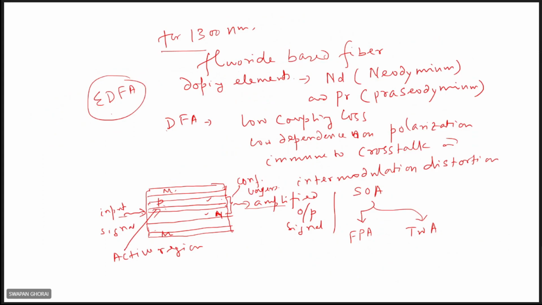But for 1300 nanometers, it is not useful. For 1300 nanometers, you need fluoride-based fibers; earlier one was silica fibers. And in that case, the doping elements will be neodymium and praseodymium, Nd and Pr. They are the doping elements.